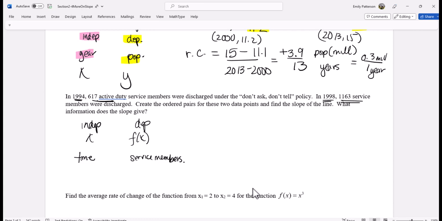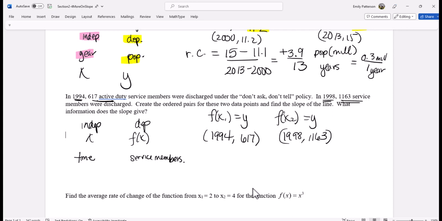So again, creating this value, we have f of x1 is equal to y. We have f of x2 is equal to y. But again, where our values are going to be the ordered pairs. So in 1994, our time, there were 617 service members discharged. And in 1998, oops, the number went up to 1,163. And again, x1, f of x1, x2, f of x2.